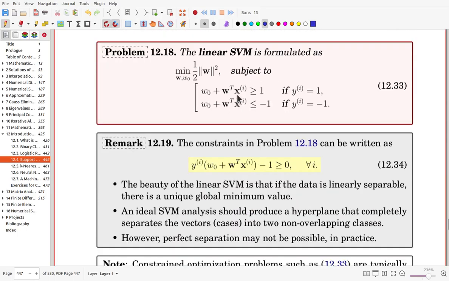And of course, for these two inequalities, we can write them in this way. We multiply by the labels. Here, we choose just 1 and -1. In that case, if you multiply by the labels, then you can write it this way for every point. And quite easily you can check that these conditions are the same as this one.